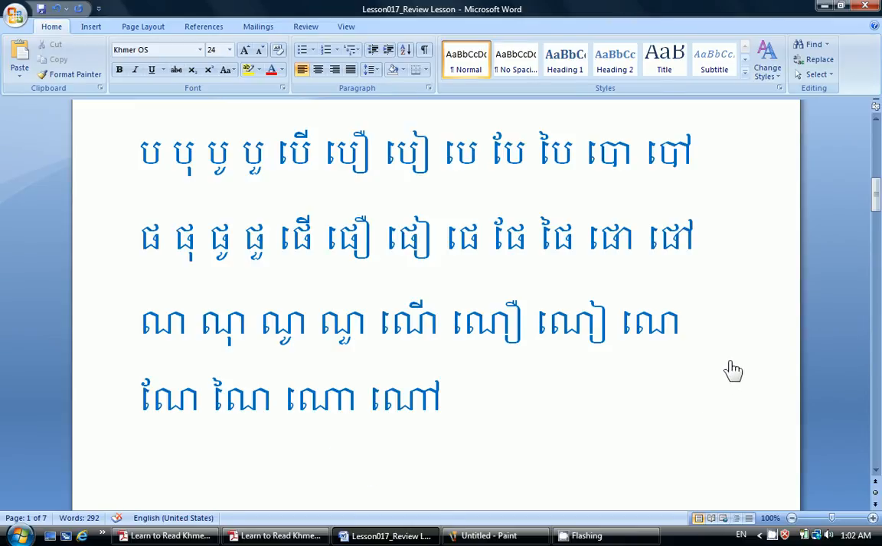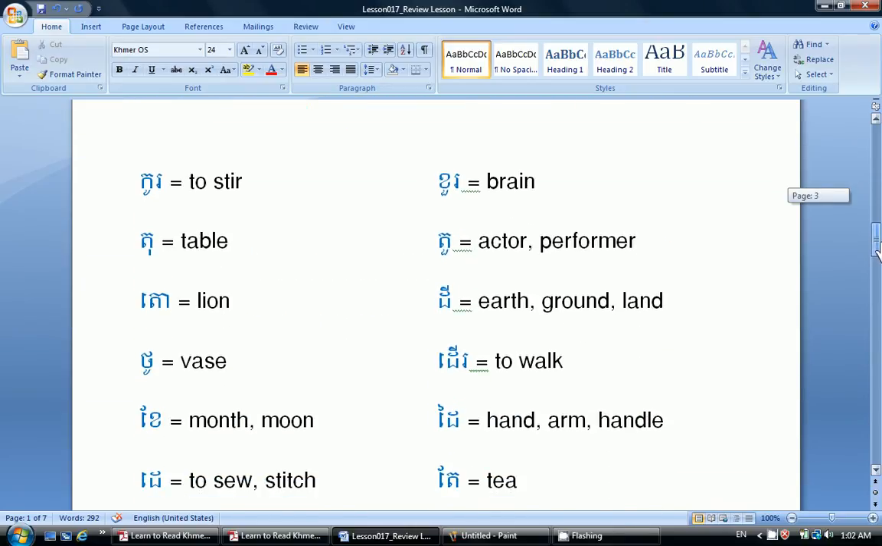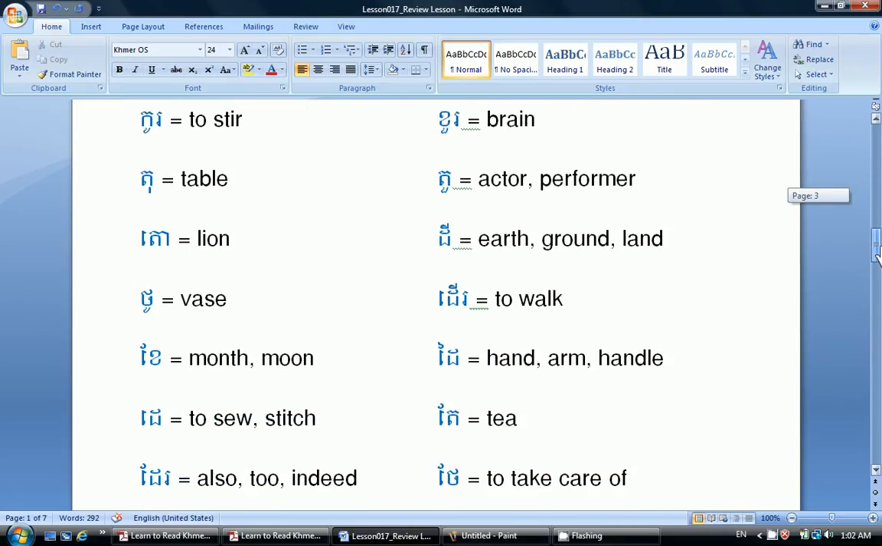Now let's review the vocabularies. We have quite a few of them. Okay, now let's look at the first set. Go, to stir. Do, table. Thaw, lion. Toe, vase. Khai, month or moon. Day, to sew or stitch.